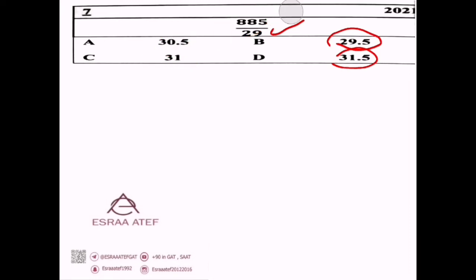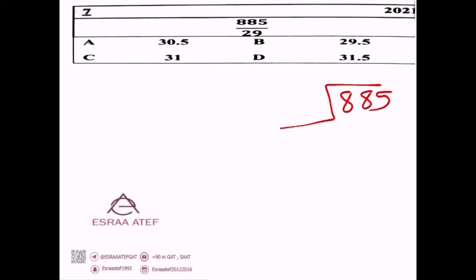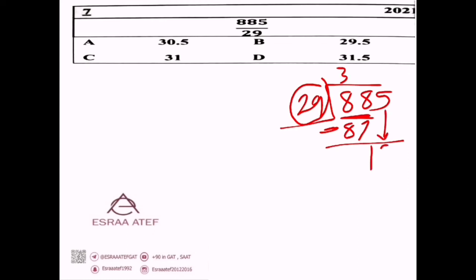How can we solve it? We will make it as normal division, which is long division, 885 over 29. We can't divide 8 by 29, so we will take 88. How many 29s are found in 88? We have 3. 3 times 29 is 87. So we have here 87, and then 8 minus 7 is 1, 8 minus 8 is 0, and then we will take 5. 15 divided by 29, we can't, so we will put here.